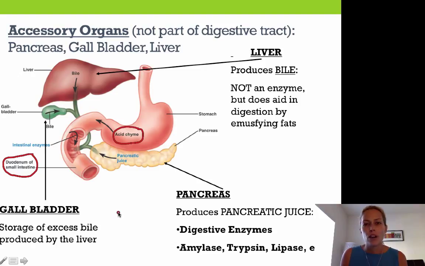And there are a whole bunch of other enzymes that end up being produced, and all of this material, the pancreatic juice as well as the bile, gets dumped into the duodenum of the small intestine, where the rest of digestion takes place.